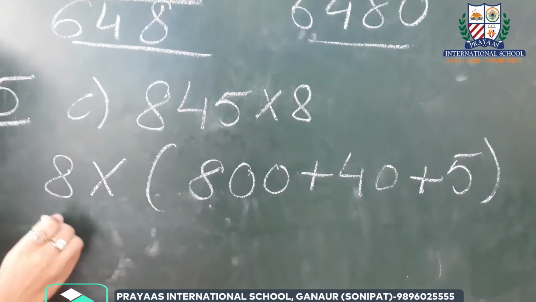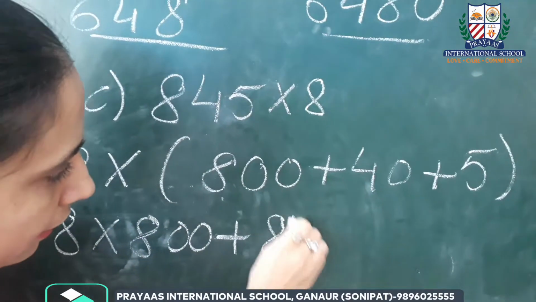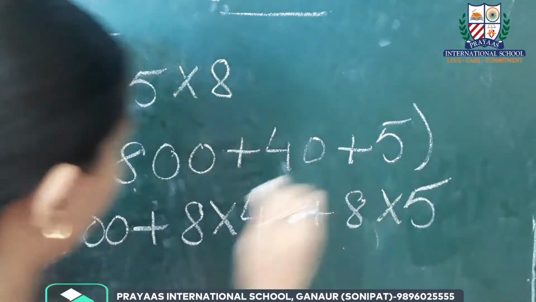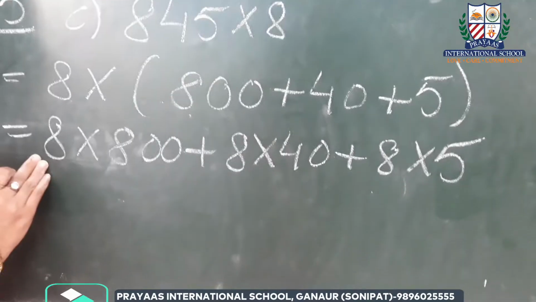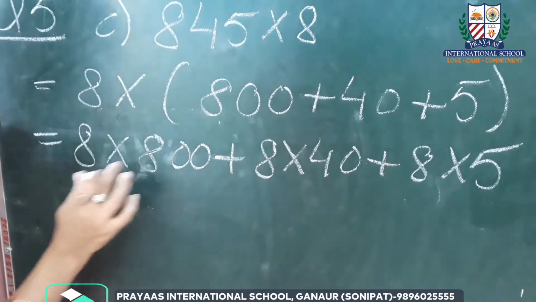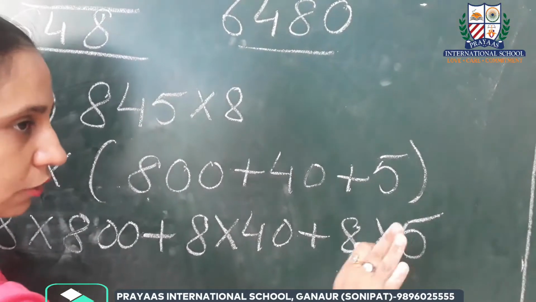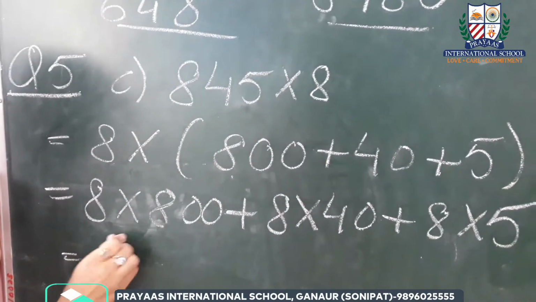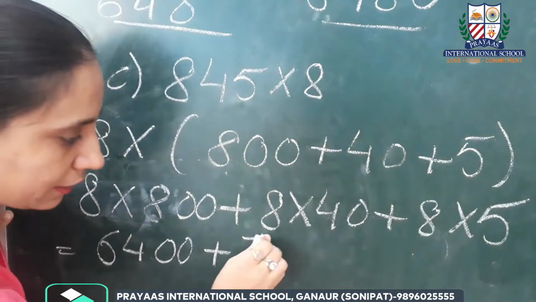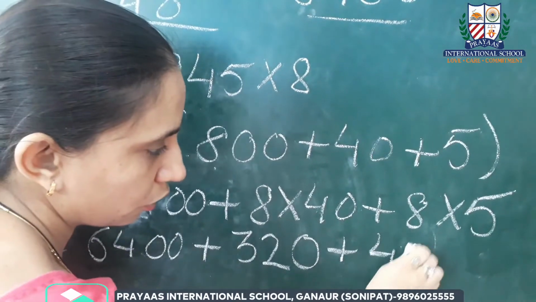Now we will write it as 8 into 800 plus 8 into 40 plus 8 into 5. So the bracket was there, so we have multiplied 8 by each of them. We will write 8 into 800, 8 into 40 plus 8 into 5. Now 8 8s are 64, 2 zeros we will add. 8 4s are 32, 1 zero we will add, and 8 5s are 40.